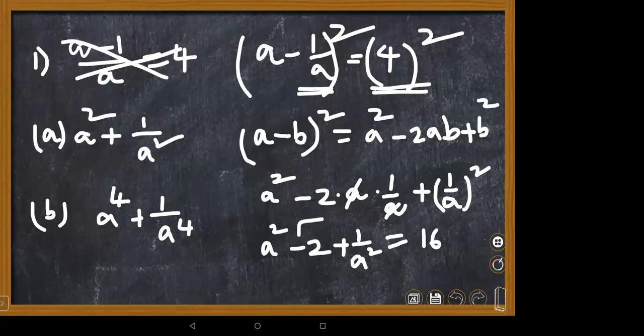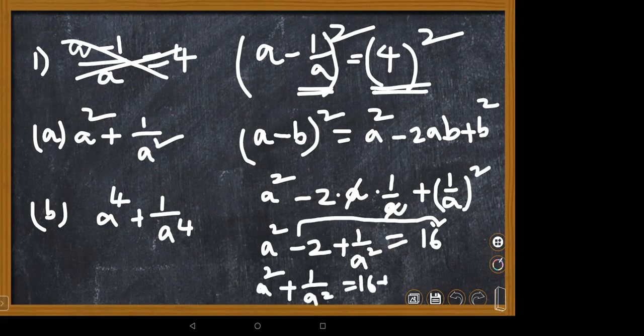If you send minus 2 to the other side, what happens? Plus 2. A square plus 1 by a square equals 16 plus 2, which is 18. So you are getting the value as 18.